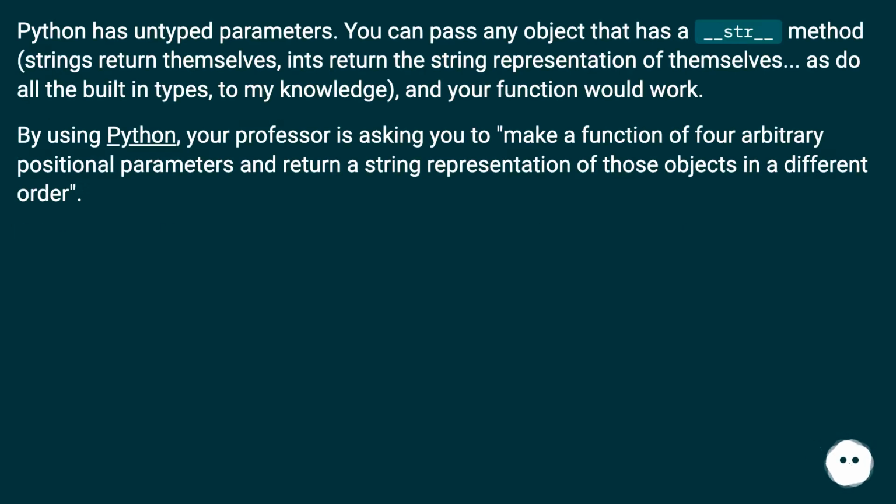Python has untyped parameters. You can pass any object that has a __str__ method. Strings return themselves, ints return the string representation of themselves, as do all the built-in types, to my knowledge, and your function would work. By using Python, your professor is asking you to make a function of 4 arbitrary positional parameters and return a string representation of those objects in a different order.